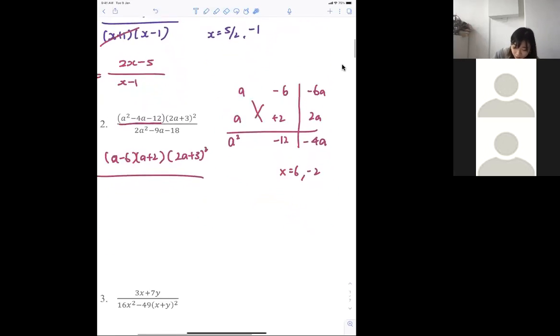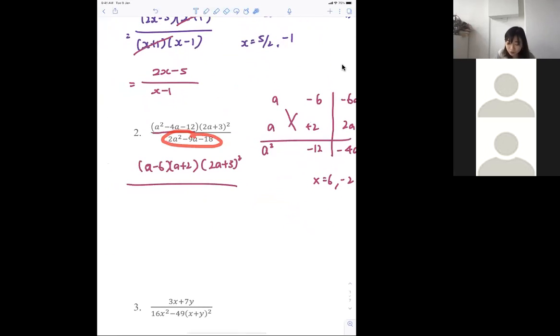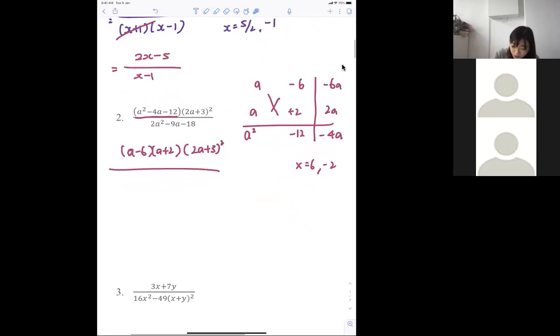Next one, another quadratic. There's nothing you can take up, right? No common factor, no common term. So one more time, 2a square minus 18 minus 9a. We got a equals to 6 or minus 3 over 2.